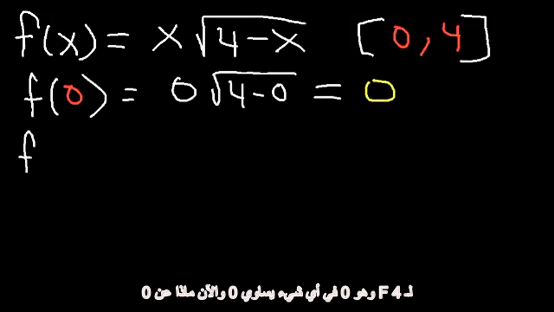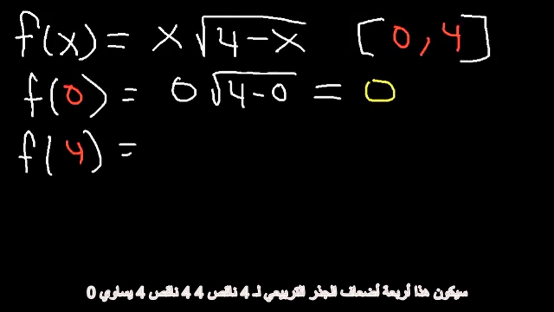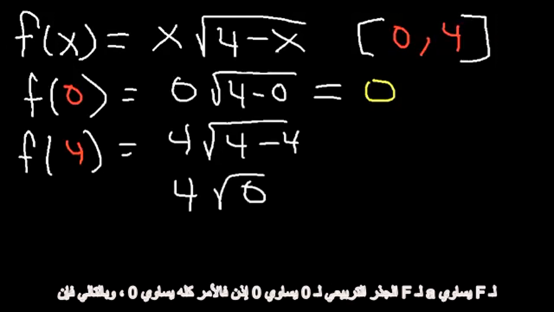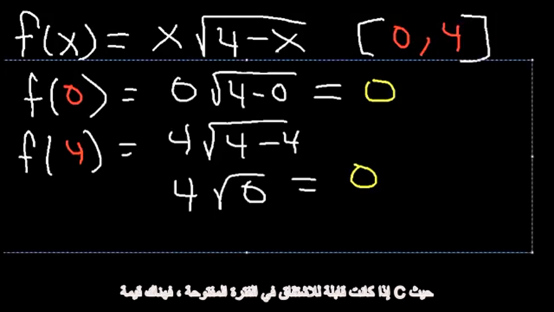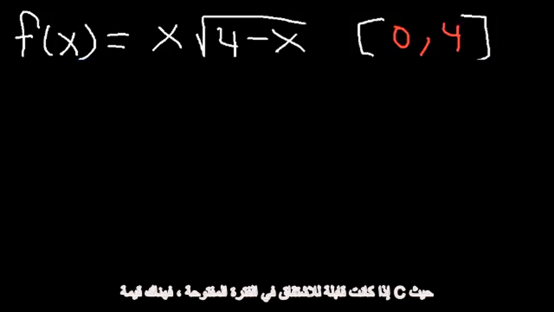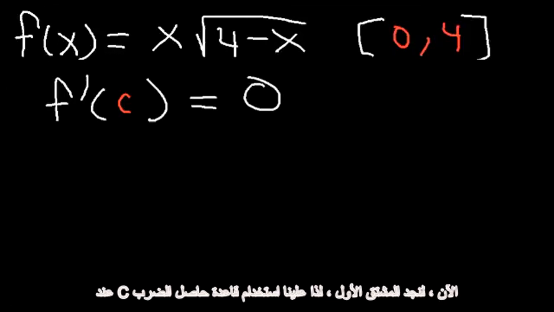Now what about f of 4? This is going to be 4 times the square root of 4 minus 4. 4 minus 4 is 0. The square root of 0 is 0. So the whole thing is 0. Therefore, f of a equals f of b. So if it's differentiable on the open interval, then there's some value c where the derivative is equal to 0, meaning the function has a horizontal tangent line at c.